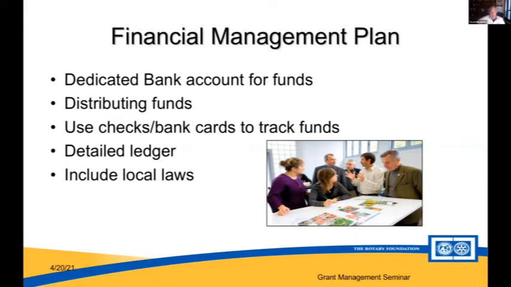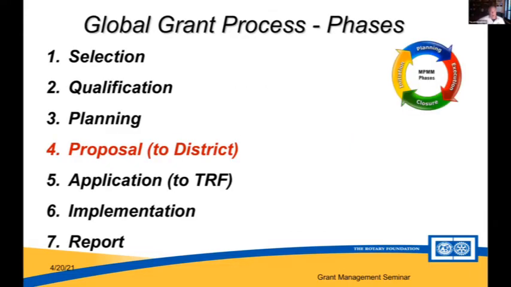You've got to have a system or process for distributing funds. That typically means at least 2 people required to authorize distributing funds. Checks, bank cards, track your funds, keep a ledger of your expenditures, and make sure you follow any local laws that are required where you're spending your money.